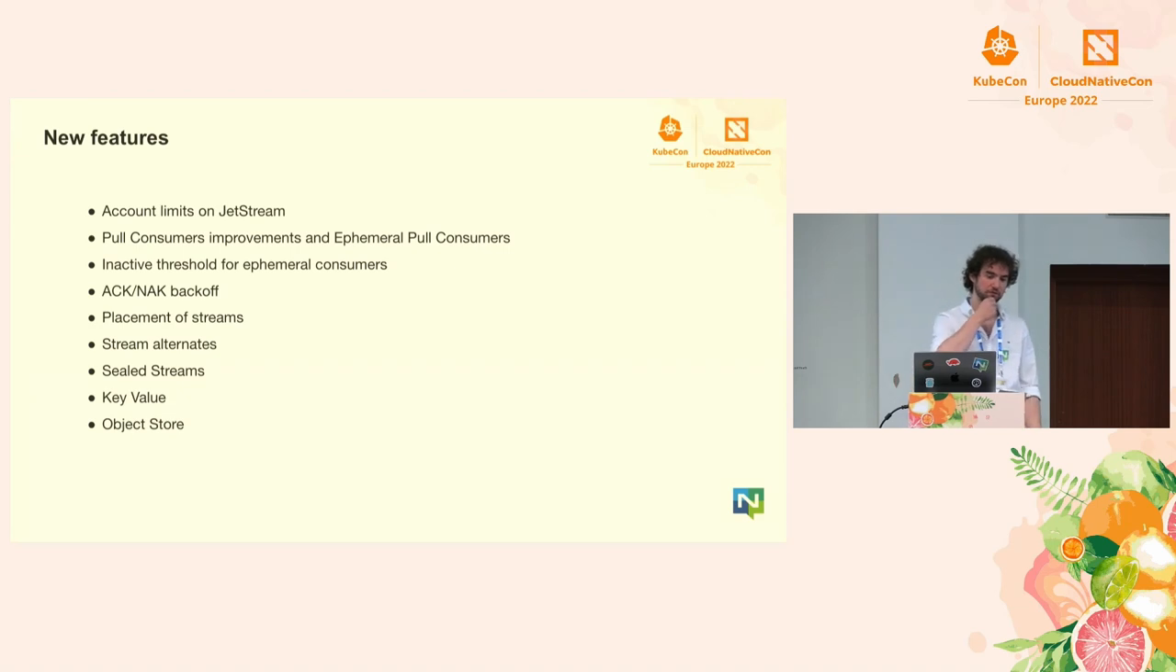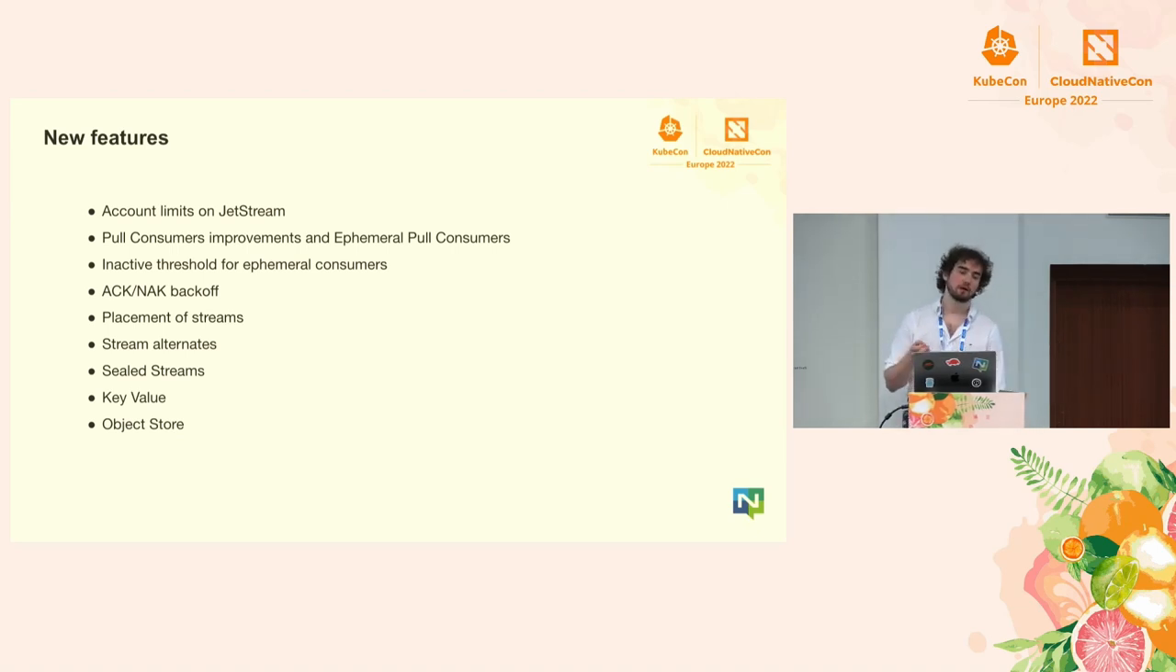And from JetStream, a lot of small and big things. You can now set limits, for example, on accounts of different kinds. A lot of work was put into pull consumers. Ephemeral pull consumers were added, consumers that are only there for JetStream while you are subscribed. So pull consumers become way more performant. There are also inactive thresholds, so you can set for how long your ephemeral consumer will live after you're done with it. So you don't have to pick between durable, which stays forever until deleted, or dying whenever you unsubscribe. Now you have something in between, which is, I think, very important.